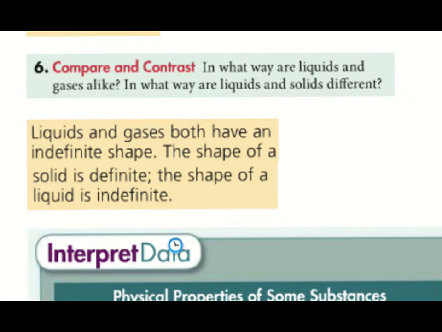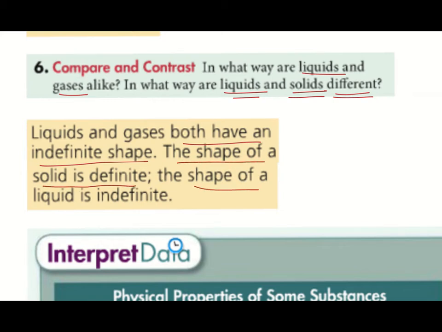So liquids and gases, both of them have indefinite shape. But how are liquids and solids alike and different? Solids and liquids, both of them have definite volume, right? But the difference between them is the shape. The shape of the solid is definite, while the shape of the liquid is indefinite.